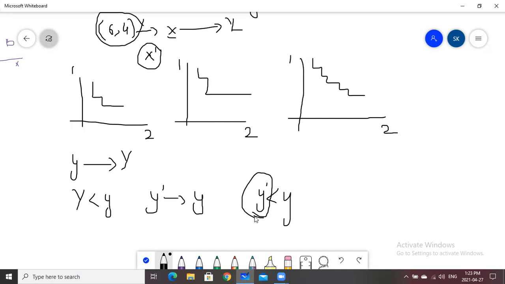I'll repeat it again. Now the production plan represented by y prime produces an equal or smaller amount of all the output by using at least as much of all input as compared to y. Hence, it is natural to assume that if y is feasible, if this y lies in the feasible region, then this y prime must also be feasible.